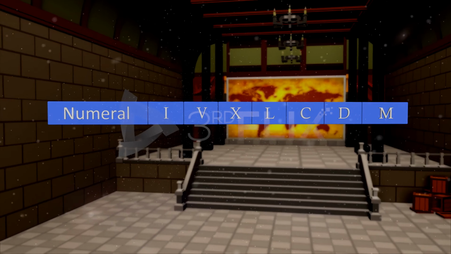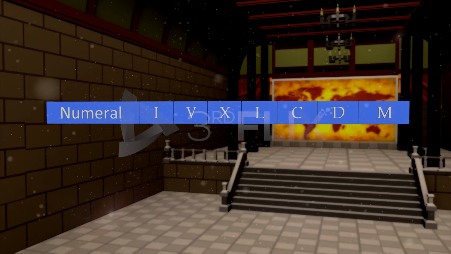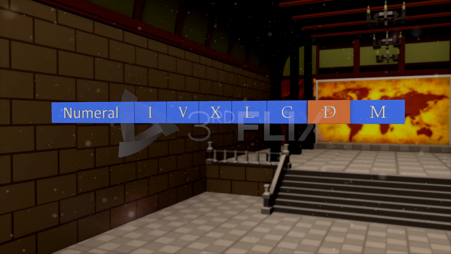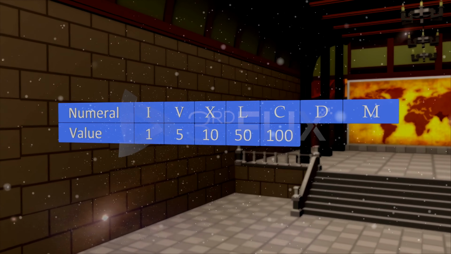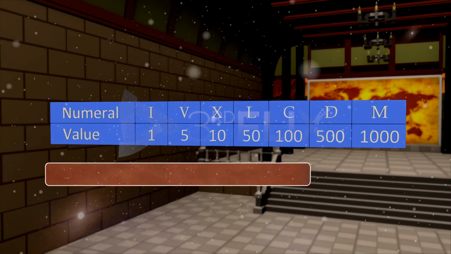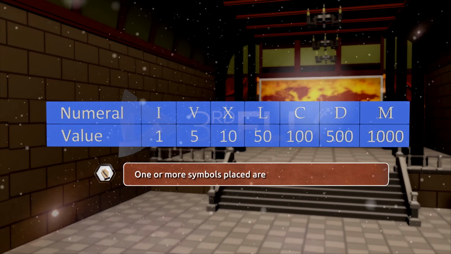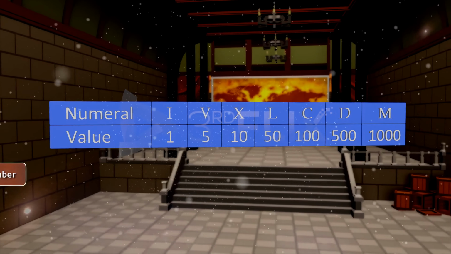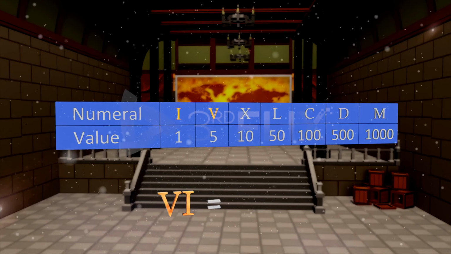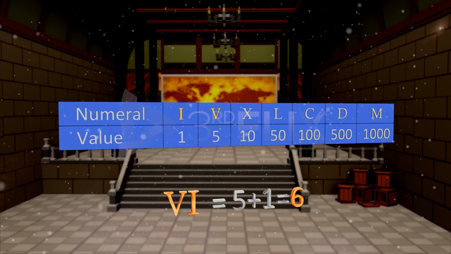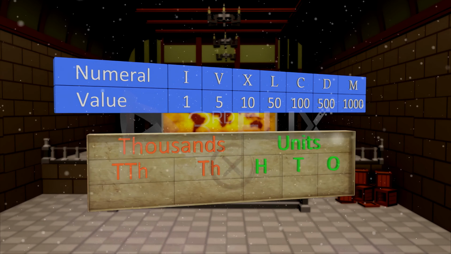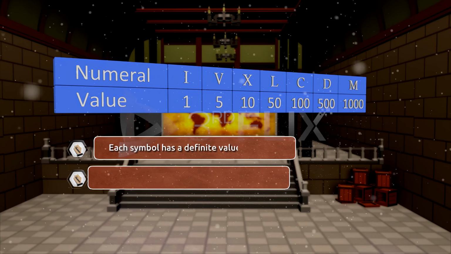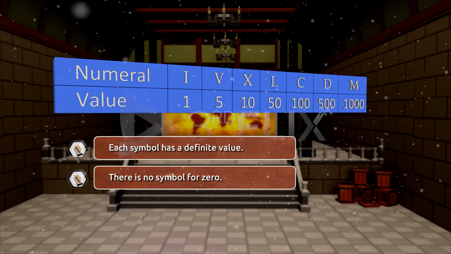There are 7 basic symbols: I, V, X, L, C, D, and M, which represent the numbers 1, 5, 10, 50, 100, 500, and 1000. One or more symbols are placed together to form a number. Example, VI equals 5 plus 1 equals 6. The Roman numbers do not follow the place value. Each symbol has a definitive value. There is no symbol for 0.